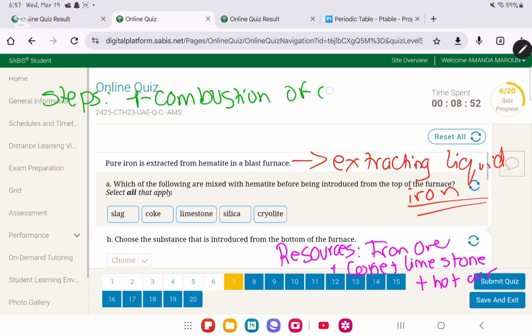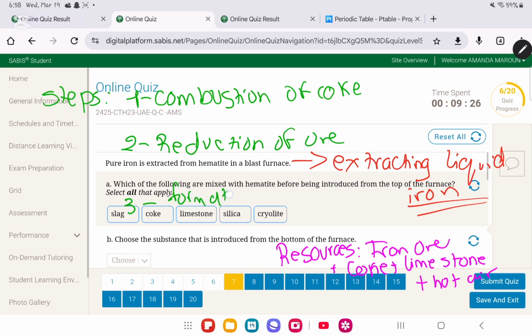Okay? The combustion of coke, its chemical formula is C solid plus O2 gas is going to give us CO2 gas. The second step is the reduction of the ore. The reduction of the ore, it is the iron ore plus carbon monoxide gas. Okay, it is going to give us iron liquid in addition to carbon dioxide gas. And then finally, the third and final step is the formation of slag.